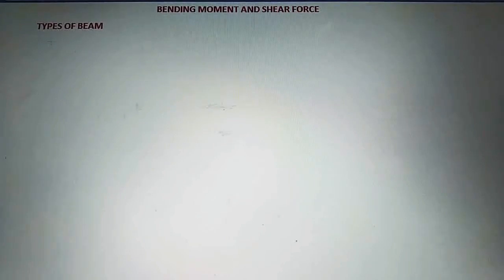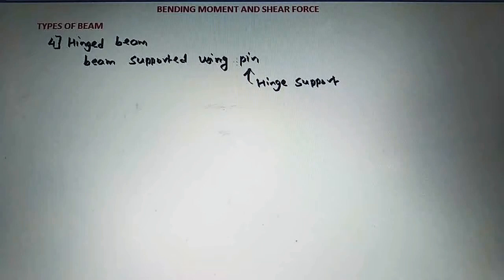Next type of beam is the hinge beam. That is the fourth type of beam, which is the hinge beam. Now see here, what is a hinge beam? When a beam is supported by using a pin, this pin support is called a hinge support, and the beam is called a hinge beam. So when a beam is supported by using a pin, then that beam is called a hinge beam, and that pin support is called a hinge support.